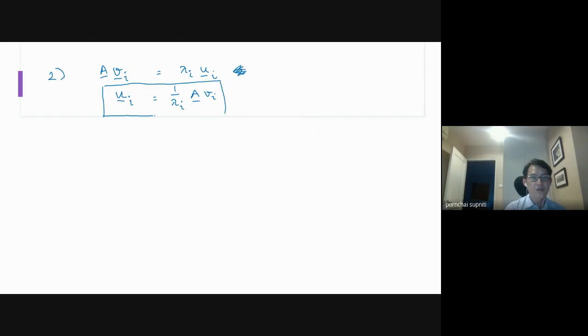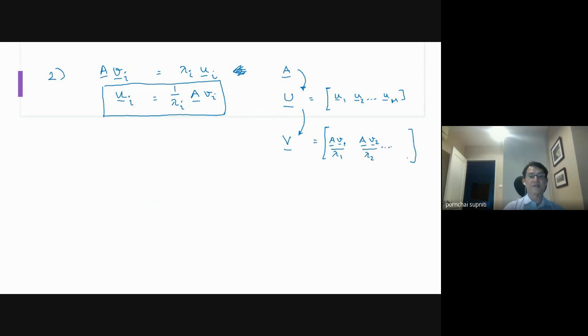So when we have a matrix A and we find the matrix V, with V1, V2, all the way to VM, from here we can find the vector U immediately. It's going to be equal to A times V1 over lambda 1, A times V2 over lambda 2, etc. So that's the second thing you can do.